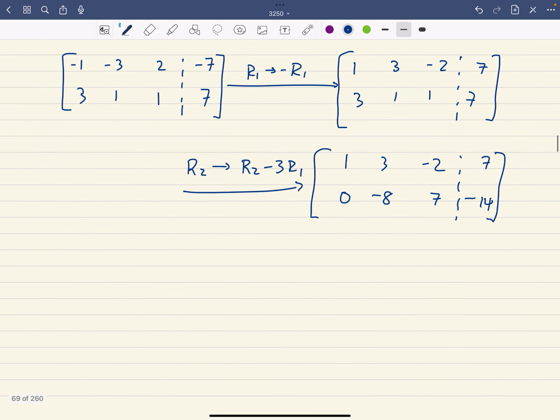Now what we're going to do is take row 2, divide by -8. This should all be normal stuff at this point. So we're going to take row 2, divide by -8. Leave the first row alone now.